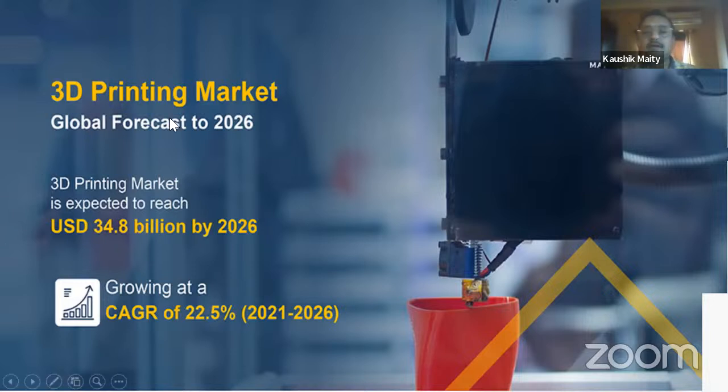So based on the 3D printing market global forecast till 2026, the 3D printing market is expected to reach 34.8 billion. Why are we coming to this financial figure? Because based on this figure, we will see that this much market will be there, which means, directly, this much job market also will be there. It is growing at a rate of 22.5% from 2021 to 2026.